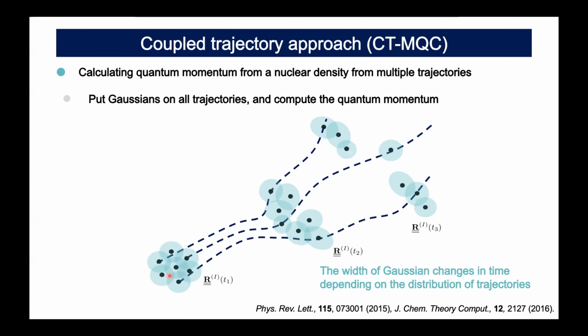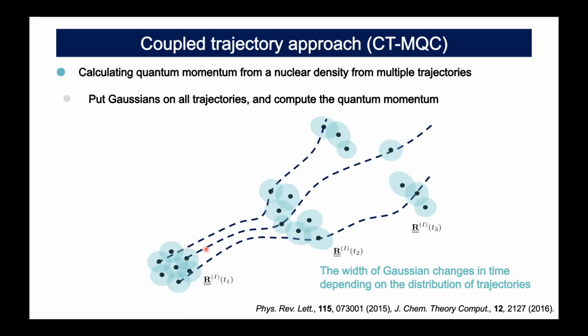Initially, from the Boltzmann distribution or the Wigner distribution, we can make the initial trajectories, a swarm of trajectories, the initial distribution. Then we run the dynamics. Each trajectory follows the coupled equations, and we put the Gaussians on top of each trajectory. Then we can calculate the overall shape of the nuclear density, and from it the quantum momentum. The width of the Gaussian changes in time, depending on the distribution of the trajectories.